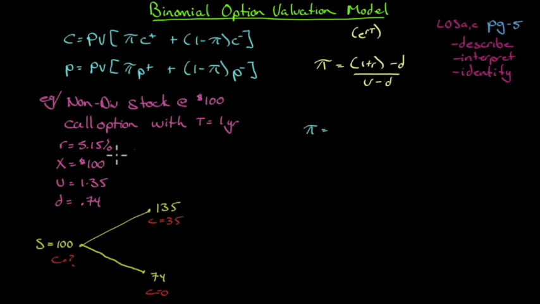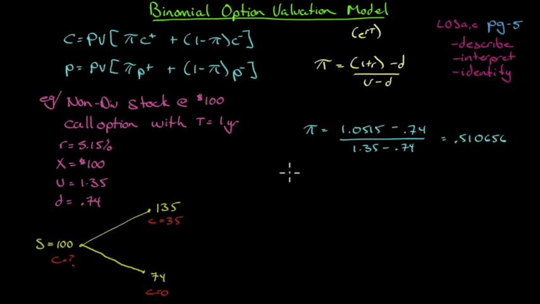1 plus r. What's our r? 5.15%. So it's 1.0515. That's 1 plus r minus d. Our d is 0.74. Over 1.35, that is our u minus d, 0.74. And that will give us 0.510656. There we go. So the probability of an up move is 0.510656, and the probability of a down move would be 1 minus that.